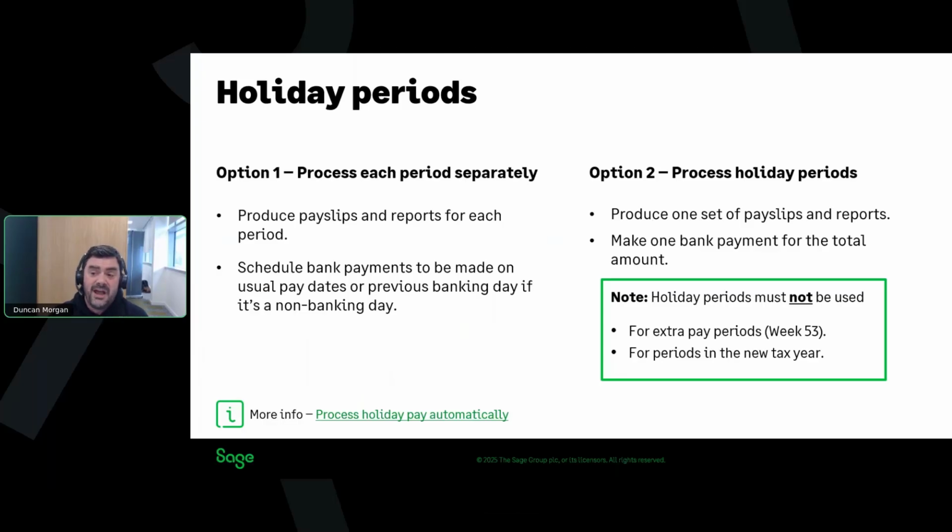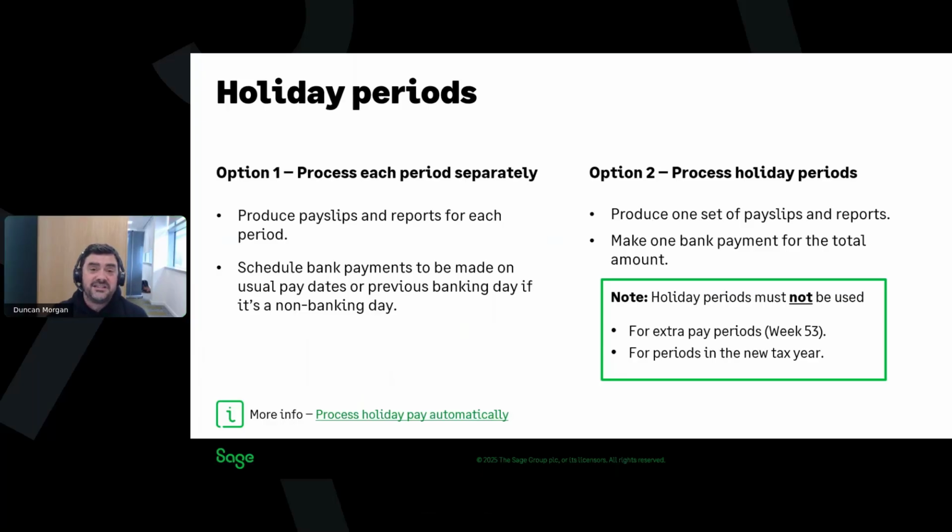And then because you're going to be away, you can either schedule the bank payments to be made on the usual pay date or nearest banking day. Or if you wanted to pay more than 1 week at the same time, you could add together the net pay values from each period and pay your employee the total.